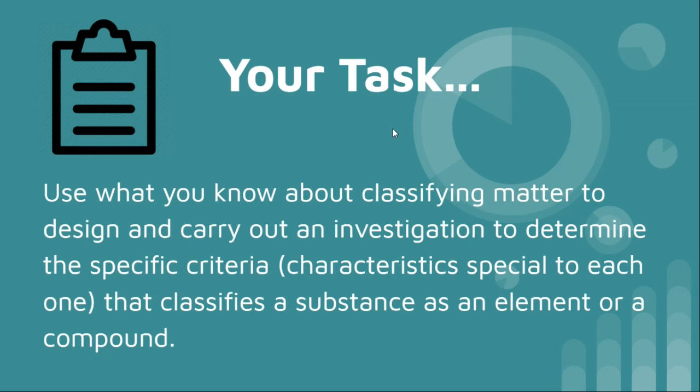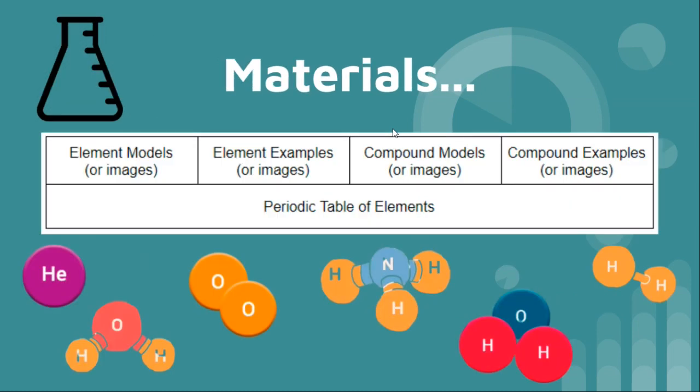The materials that you can use during this investigation are element models or images if you're doing it virtually, element examples or images, compound models, compound examples, or images of those if you're doing this lab virtually. You also might find the periodic table of elements helpful to you during this investigation. The pictures at the bottom of the screen give you an example of some of the models that you will be using during this investigation.